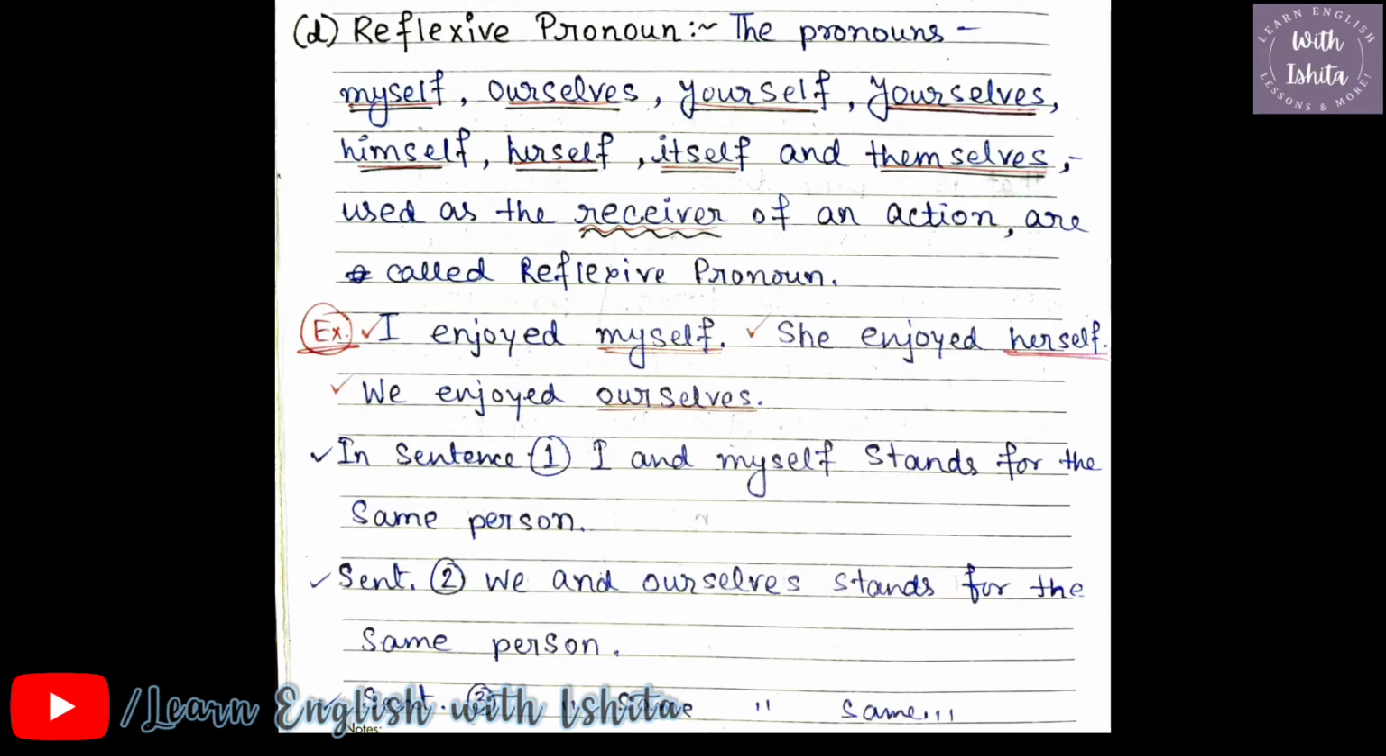Now, reflexive pronouns. The pronouns myself, ourselves, yourself, yourselves, himself, herself, itself and themselves, which are used as the receiver of an action, are called reflexive pronouns. For example, I enjoyed myself. She enjoyed herself. We enjoyed ourselves. In sentence number 1, I and myself stand for the same person. For the second sentence, she and herself also stand for the same person. And for the third sentence, we and ourselves also stand for the same person.